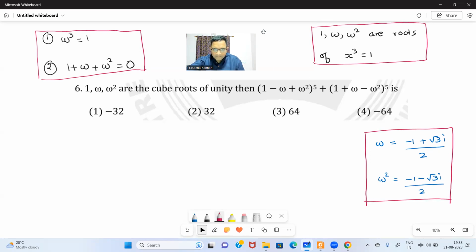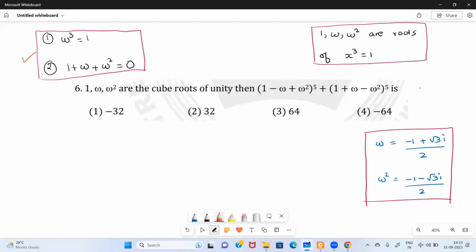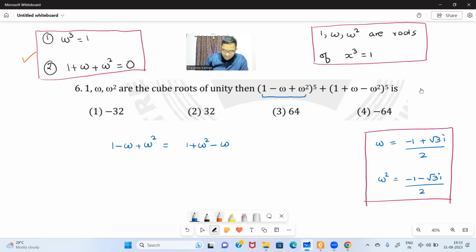Am I audible? Yes, sir. Okay. Now, let's solve this question with this information. Most of these questions you can solve just using these identities. So let's look at what is 1 minus omega plus omega squared. Can I write it as 1 plus omega square minus omega? I'm just clubbing these two terms together, correct? So 1 plus omega square minus omega.